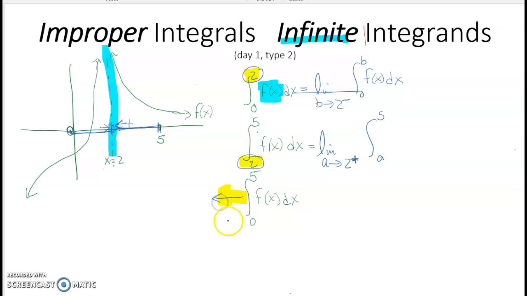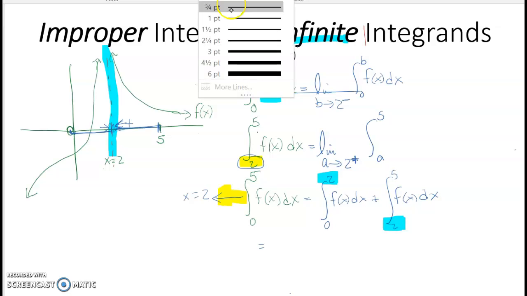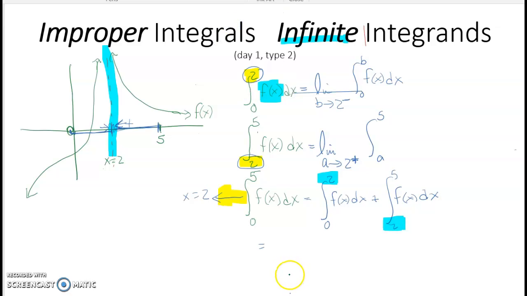Because this one has the problem child smashed right in between it, first we're going to break it up, because you can't go over a discontinuous function. So we'll break it up into 0 to 2 plus 2 to 5. And then we really need to write these as limits. So the problem child on this one is here, and here it's over there. Sorry, it's late, I'm tired.